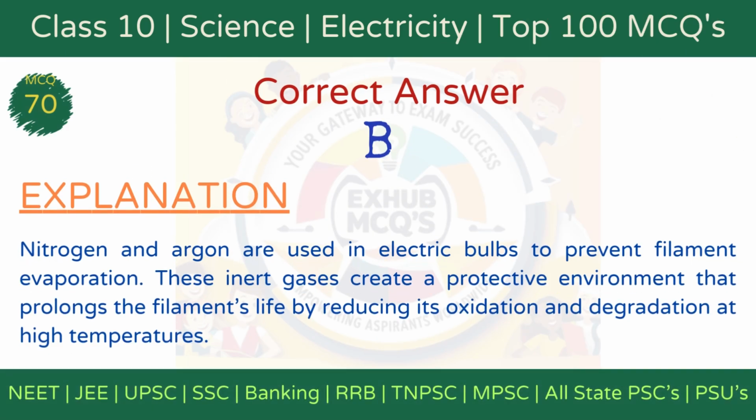The correct answer is option B, to reduce filament evaporation. Explanation. Nitrogen and argon gases are used in electric bulbs to prevent filament evaporation. These inert gases create a protective environment, prolonging the filament's life and reducing oxidation at high temperatures.